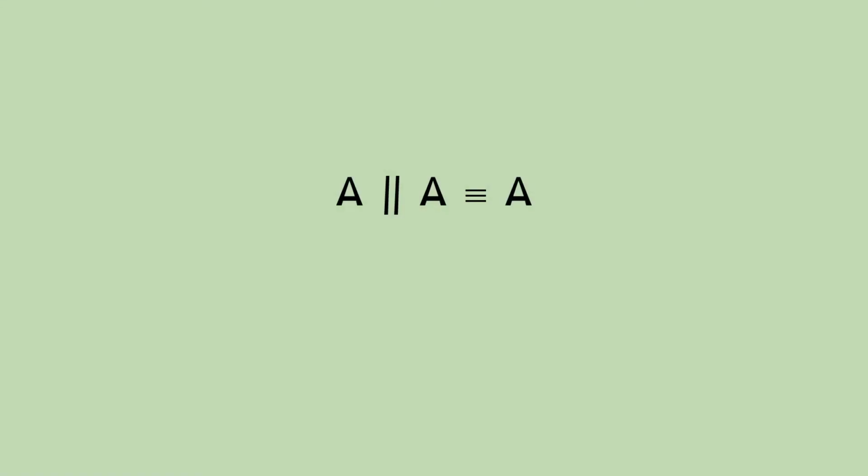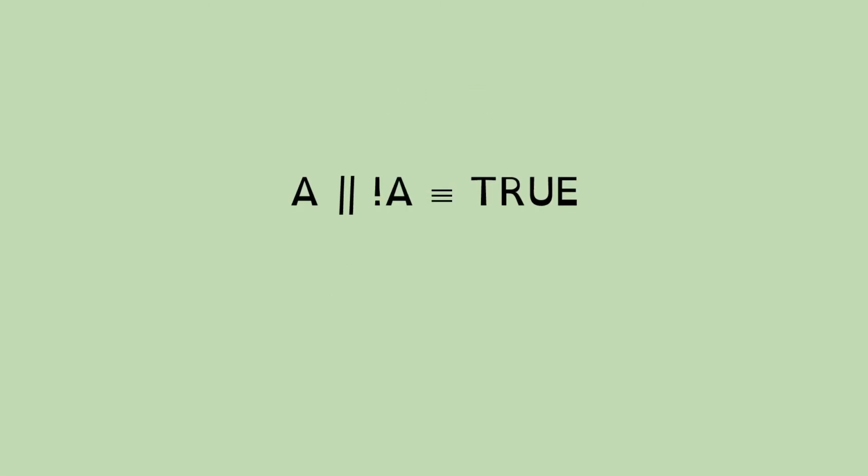A or A is equivalent to A. Again, another really, really trivial one. A, that's A or A. Yes, we can see they're both the same.